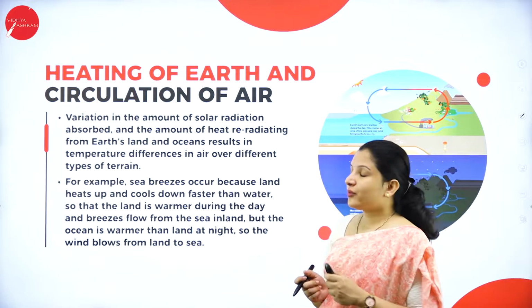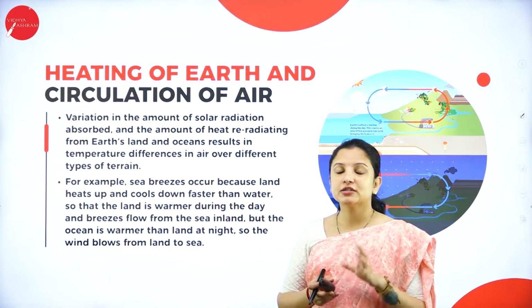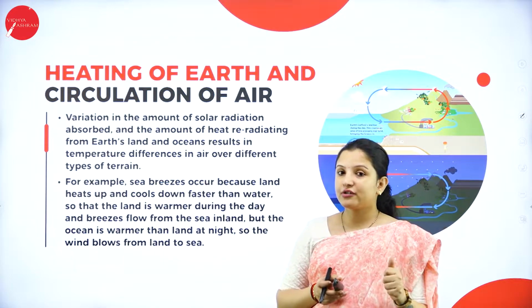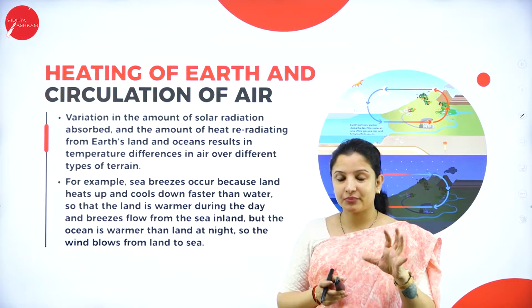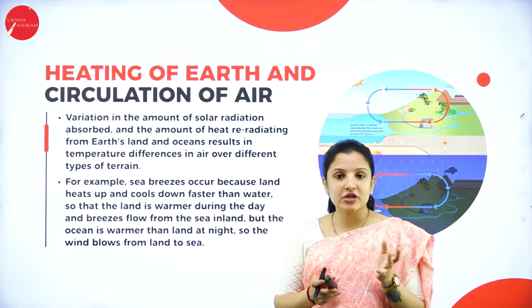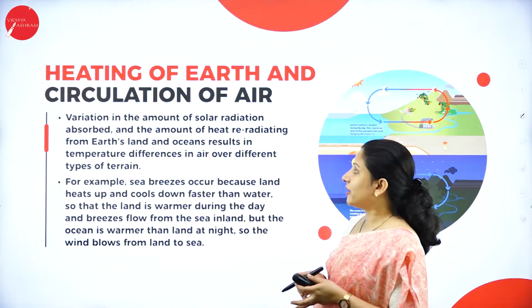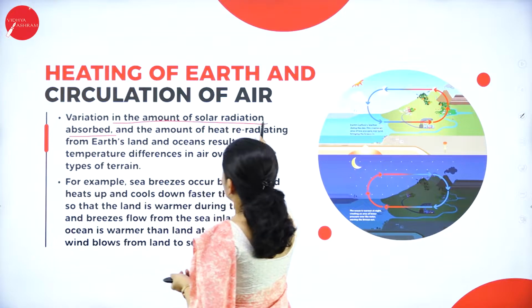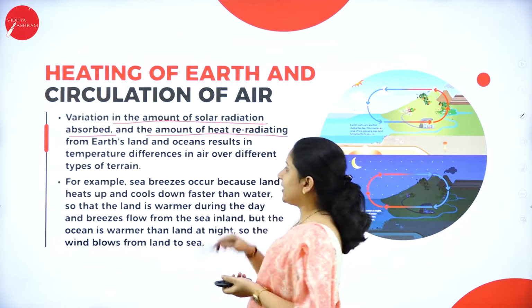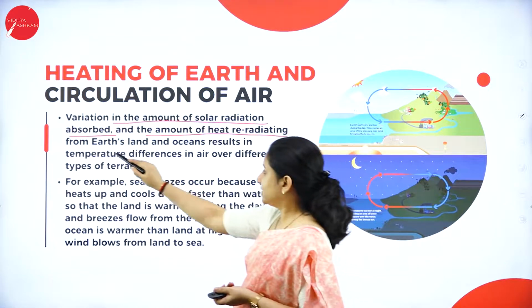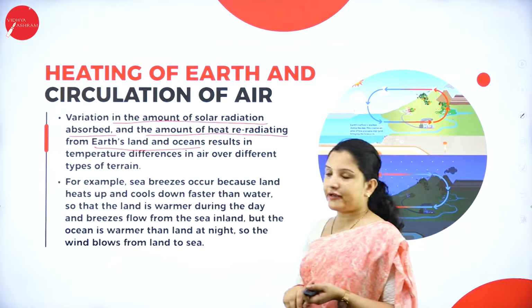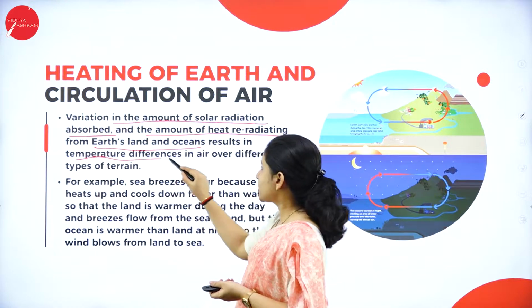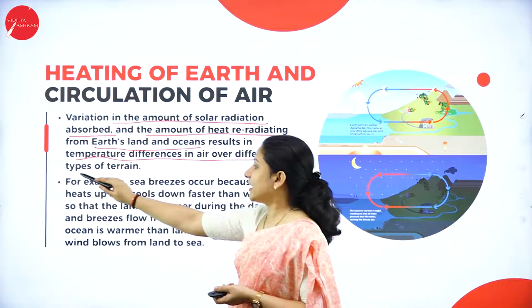So now there is variation; every time it is not the same amount of solar radiation that will be absorbed, because I told you the heating of the earth also depends on the spin of the earth, right, or the rotation of the earth. So therefore variation in the amount of solar radiation that is absorbed and the amount of heat re-radiating from the earth's land as well as the ocean, that is from the lithosphere and the hydrosphere, will actually result in temperature differences in the air over different types of terrain.